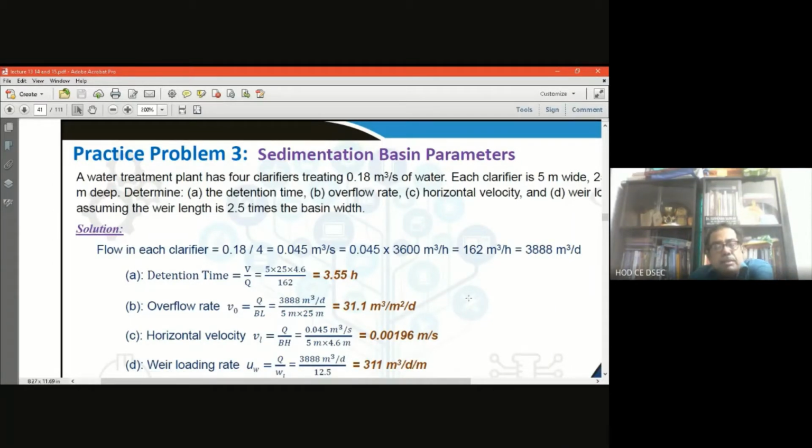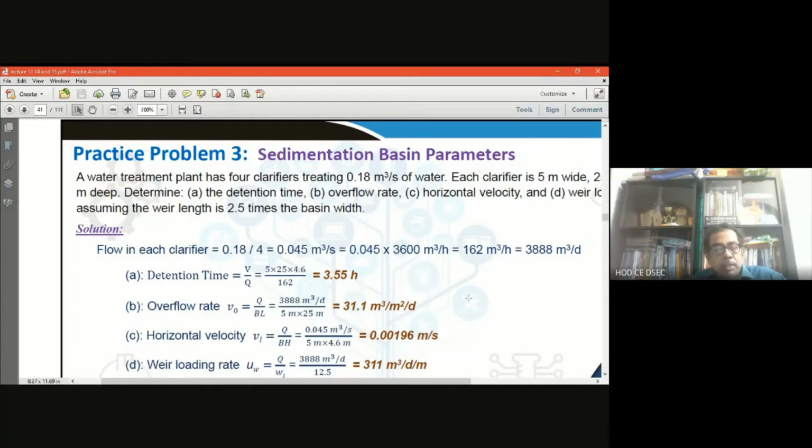Now overflow rate: this is nothing but the critical settling velocity Vs. Overflow rate is nothing but the critical settling velocity, another term I can tell you. As it is the vertical velocity, it will depend on the area perpendicular to the vertical velocity, which is B into L, the plan area. So velocity we know is discharge by area. In this case, which area will I consider? Overflow rate means the settling velocity, so we are talking about the vertical velocity. That means vertical flow has to be taken into consideration.